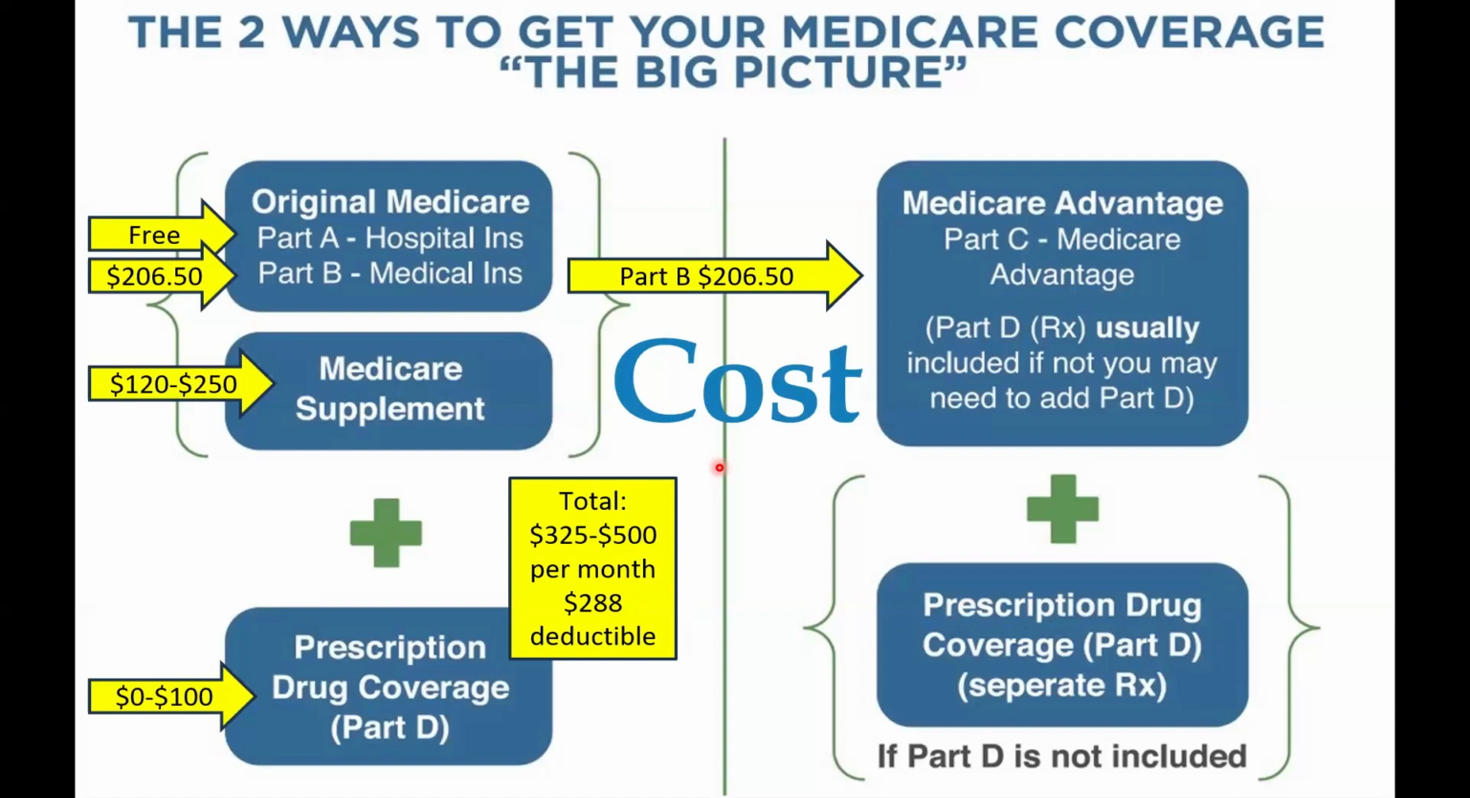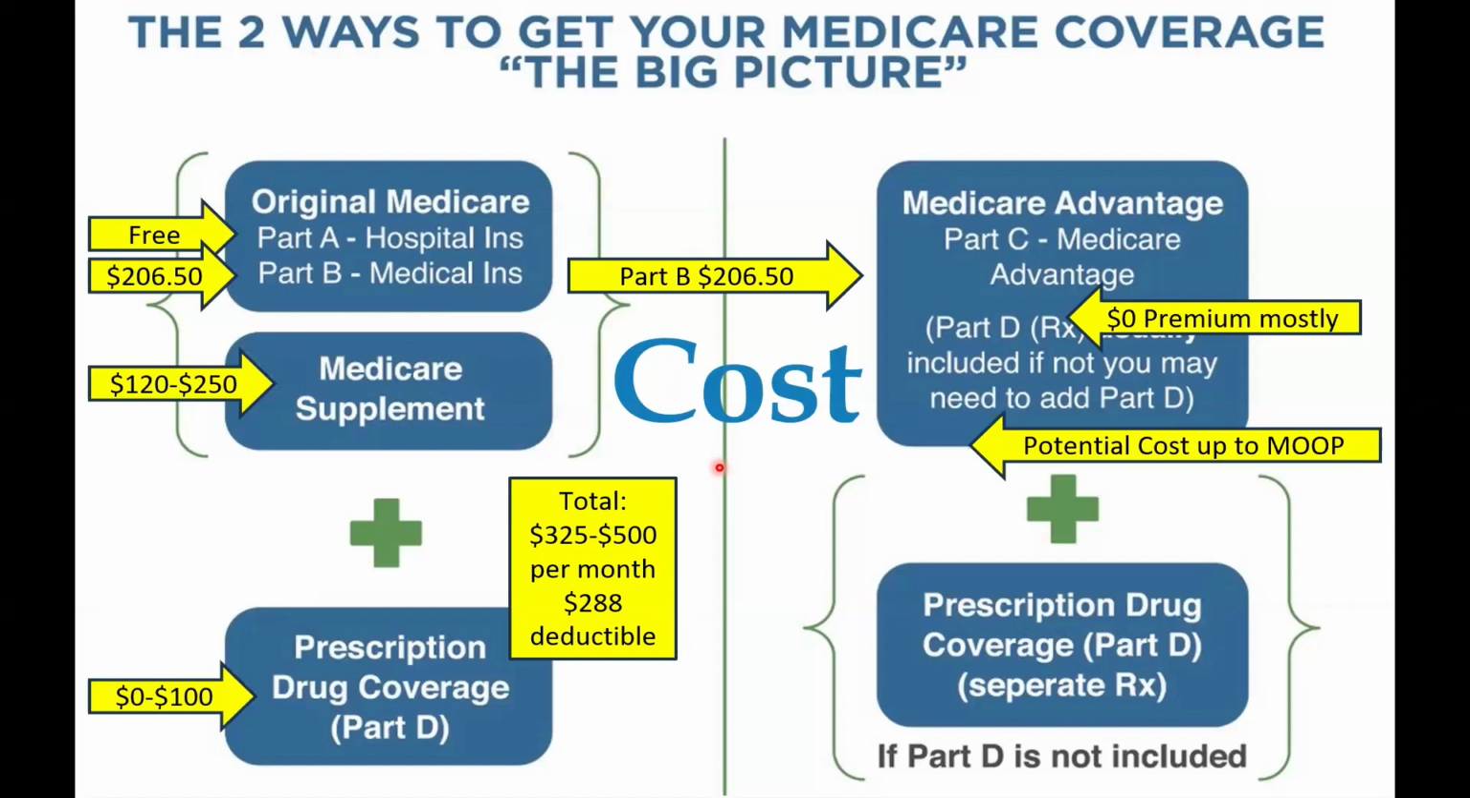On the Advantage plan, you still pay Part B. So the $206.50 monthly is a wash between the two sides. But the plan itself is typically a zero premium. So big savings there. Your potential costs on an Advantage plan, though, of course, is your max out of pocket. So if you have a year where you hardly ever go to the doctor, obviously you're going to save money monthly because you're not paying for that additional supplement and potential prescription plan premium.